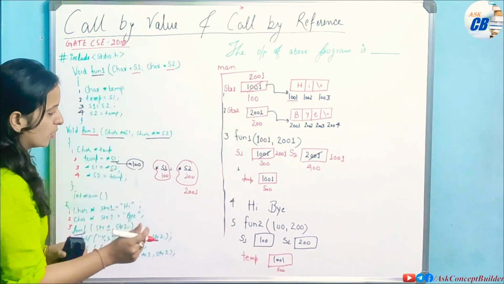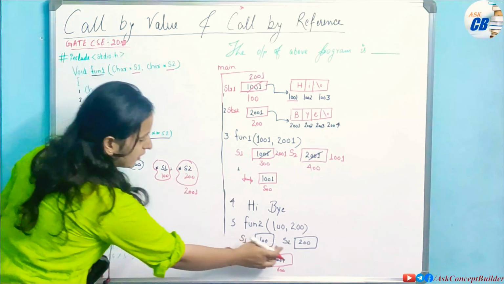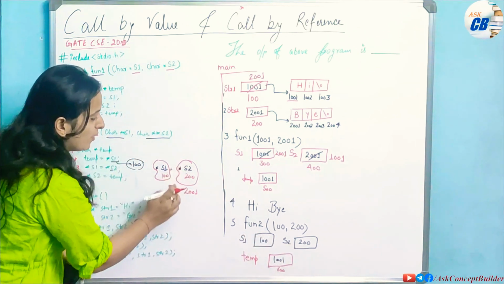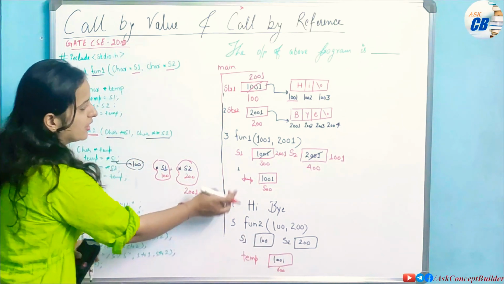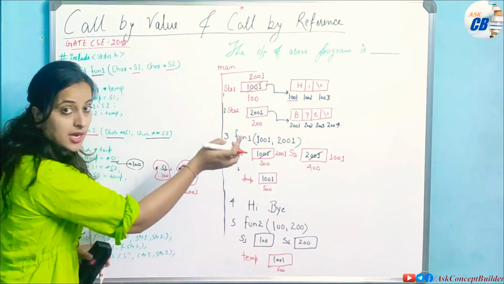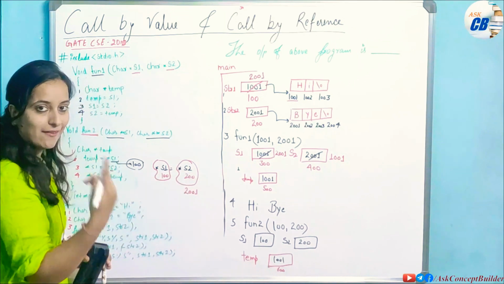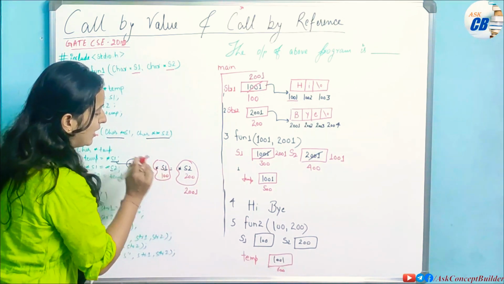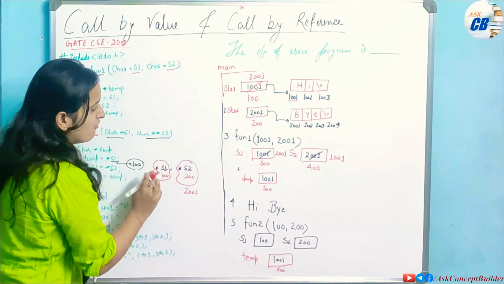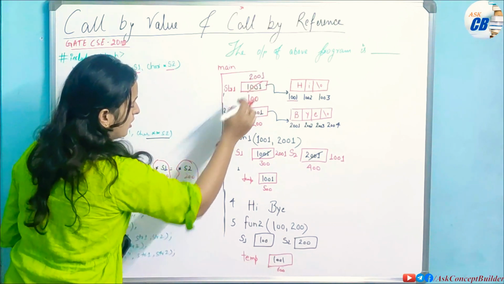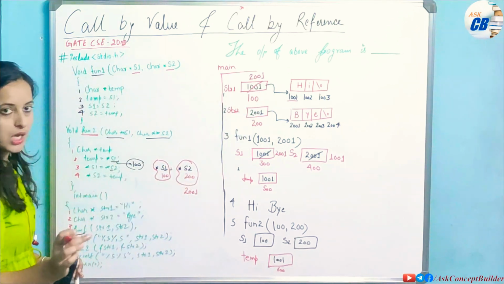Okay, you understood it? See, s2 is your 200. Now value at 200. Where is 200? 200 is here. Now value at 200 is your 2001. This value you have to give where? To value at s1. So s1 is your 100, value at s1 is your 1001. So there you have to put this value 2001.